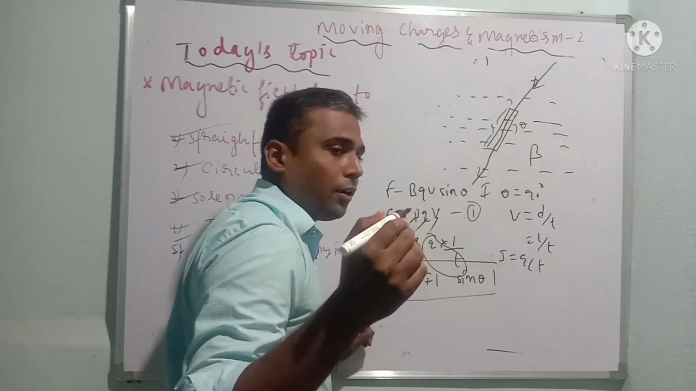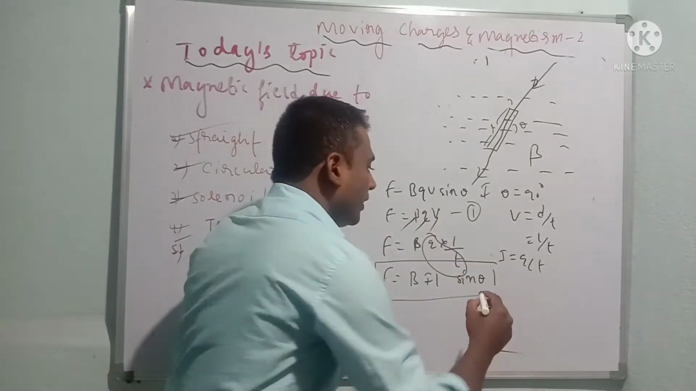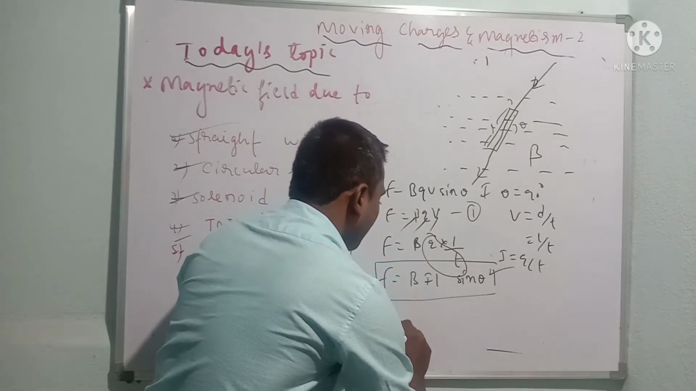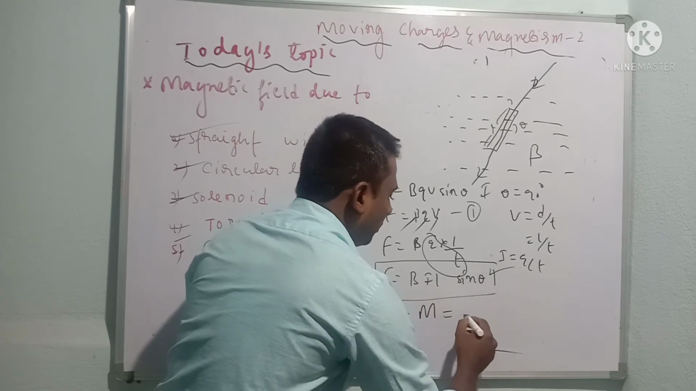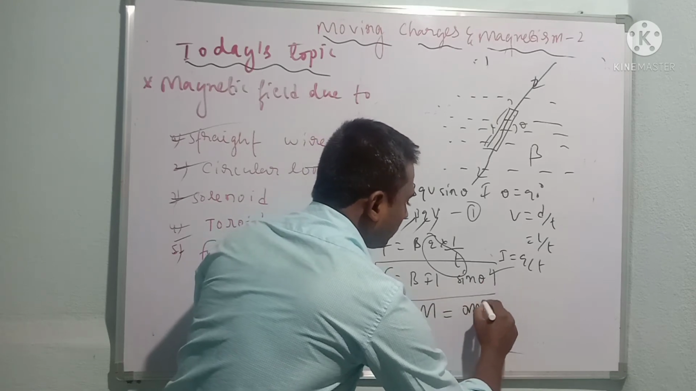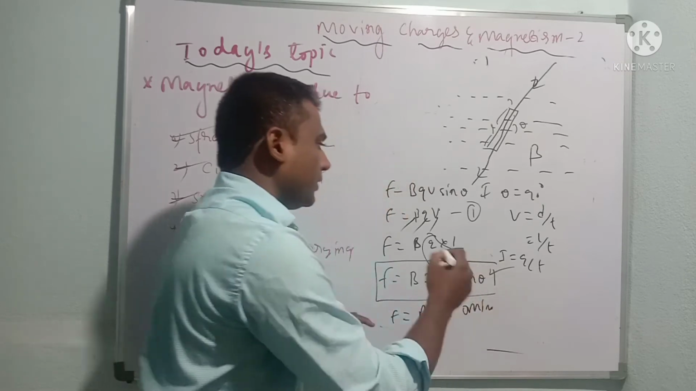BIL sin theta. If theta is equal to 90 degrees, that is sin 90 is equal to 1, the force becomes maximum. If theta is equal to 0, it becomes minimum. Okay, please note this down.